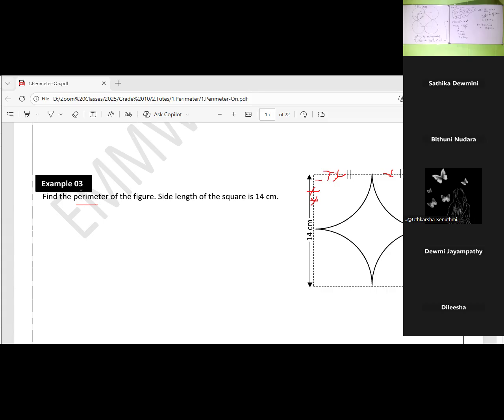Aren't you simplifying the fraction? You have to simplify it. Why are you keeping 5 here? 14 times 5. There could not be any decimal points, sir. This should be a whole number.